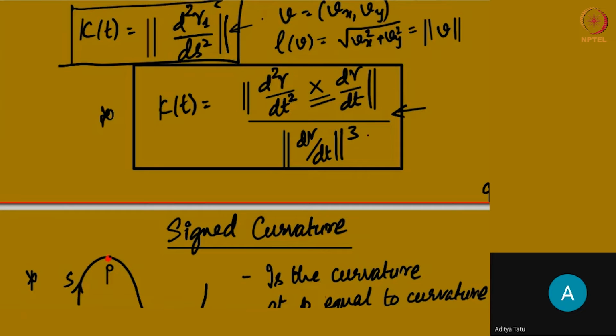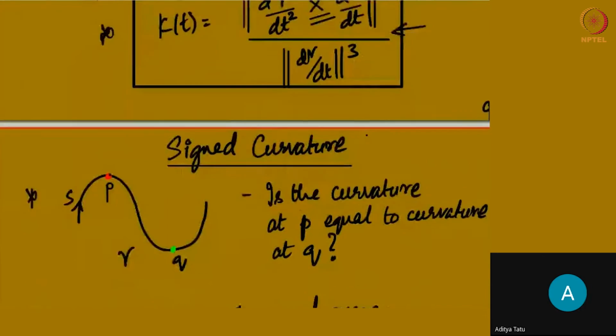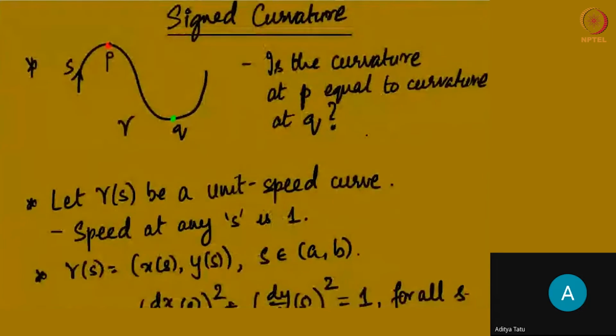Now this in principle you can do. It's not very interesting though. So let's move on. Now let's look at this particular curve, and I'm assuming that gamma is a unit speed description. Let's look at these 2 points, P and Q on the curve. So is the curvature the same for P and Q?